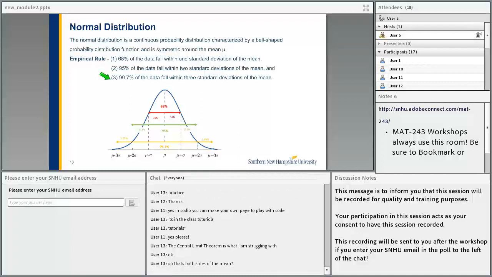And 99.7% of the data will fall within 3 standard deviations of the mean. So all the way from one end, mu minus 3 sigma to mu plus 3 sigma, we have 99.7% of the values lying in this region. Yes, it includes both sides, all the way from the left to all the way to the right.